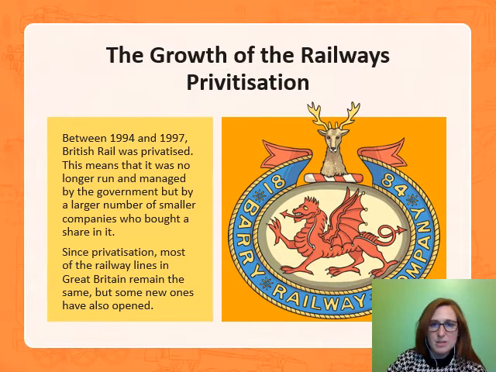The growth of the railways, privatisation. Between 1994 and 1997, British Rail was privatised. This means it was no longer run and managed by the government, but by a larger number of smaller companies who bought a share in it. Since privatisation, most of the railway lines in Great Britain remain the same, but some new ones have also opened.